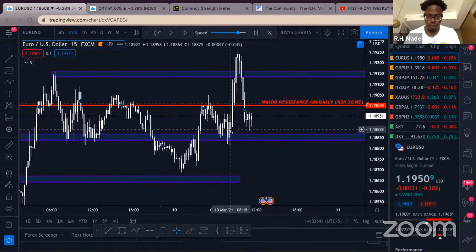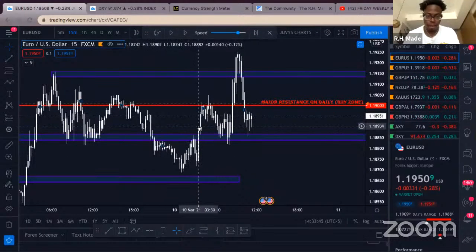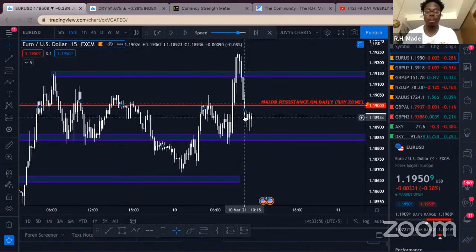Right? Obviously, we still have this resistance support that actually got broken, but came back up. So it's a false resistance. Support held, came down again. Support held.